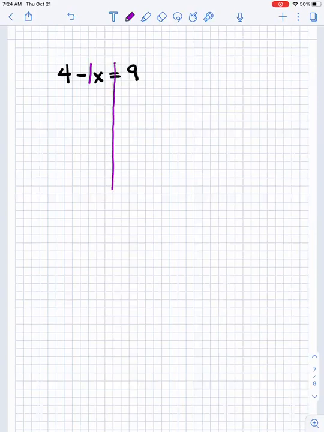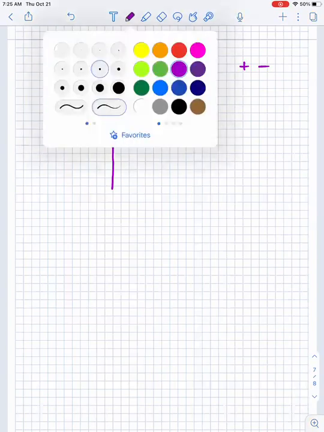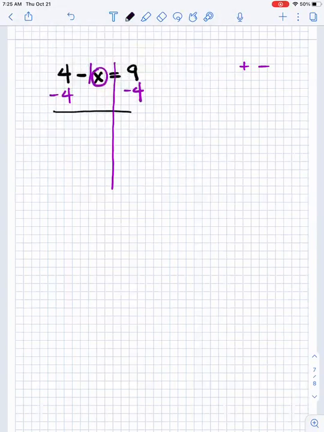I make the wall, I circle my variable. What I need to move is the stuff that's farthest away. Remember, I do the plus or minus to get rid of stuff first. So I've got this positive 4 here. I'm going to subtract 4. I finish off the room. So 4 minus 4 is 0. I'm left with still this negative 1x. 9 minus 4 gives me 5.